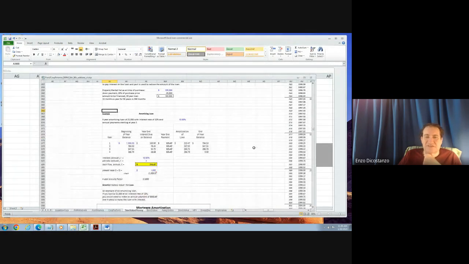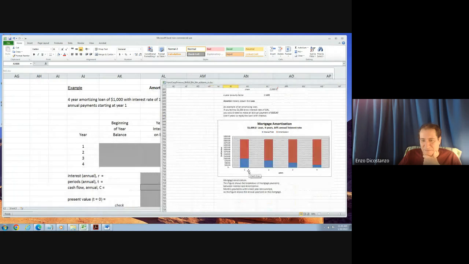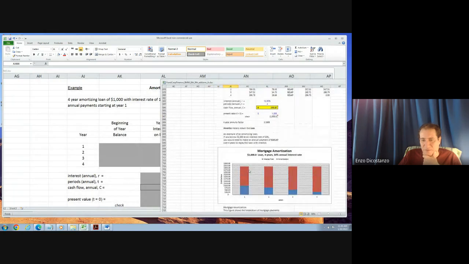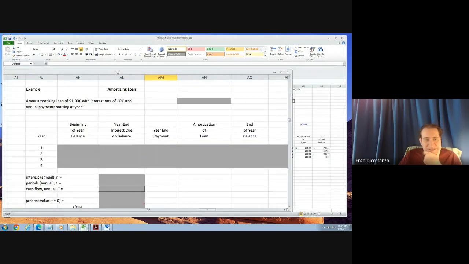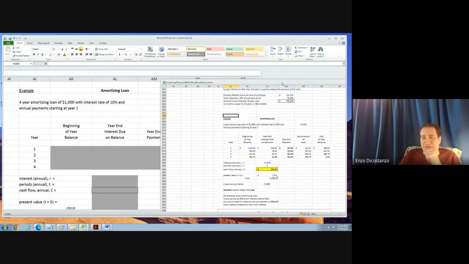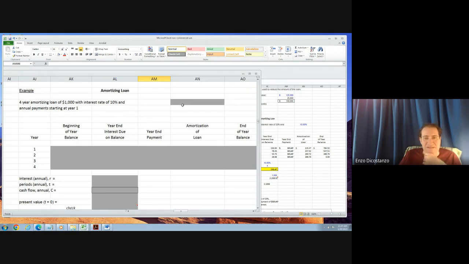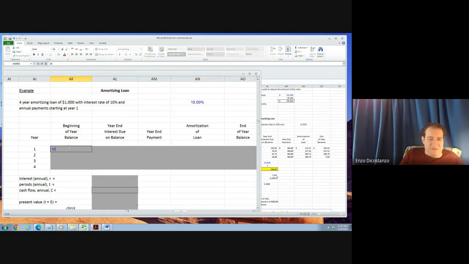You're not supposed to be able to read this. These are my answers as I'm going through all this. We'll make a quick graph, and then we'll call it a day. It says a 4-year amortizing loan of $1,000 with interest rate 10%. The interest rate is 10%, and the beginning of the year balance is 1,000.